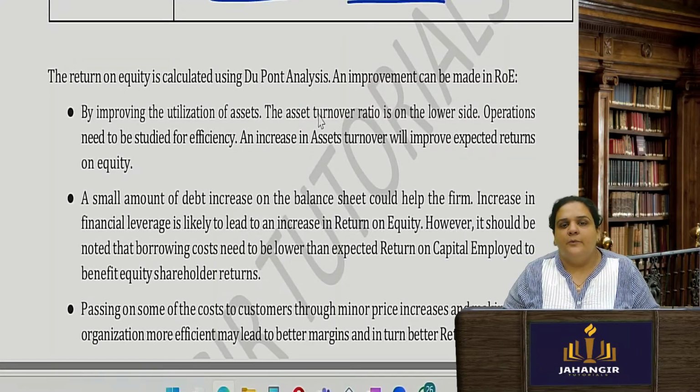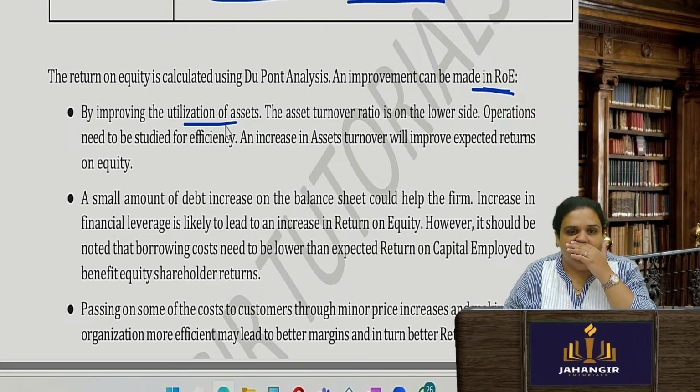Then return on equity is calculated. An improvement can be made in this. Again they have asked us to comment, no? So how can you make an improvement? By improving the utilization of the asset.